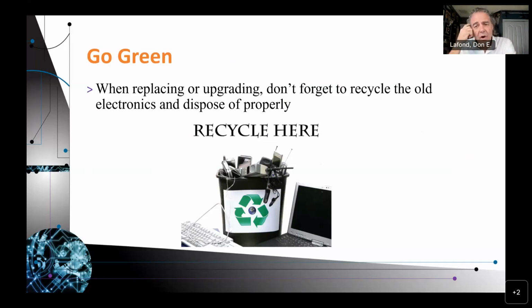If you have old batteries, for example, old batteries for your UPS, they go bad every 3 years. It's not a big deal.